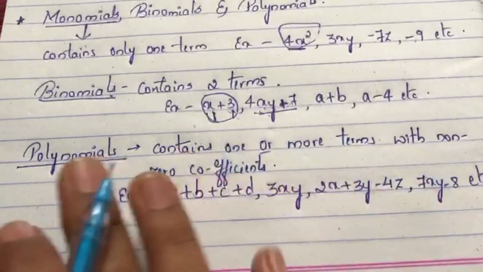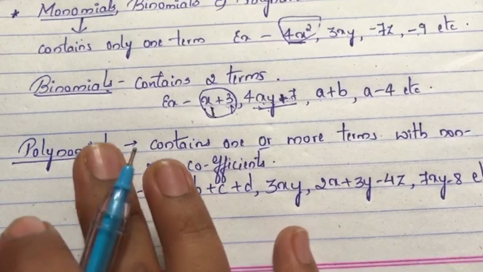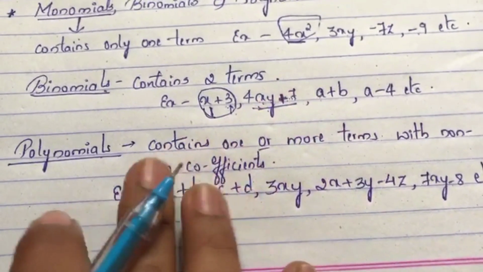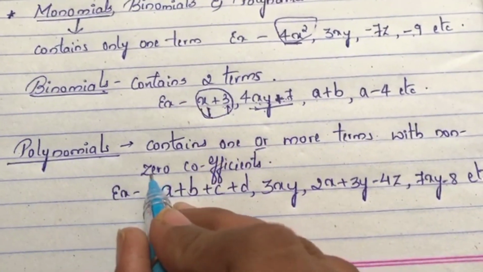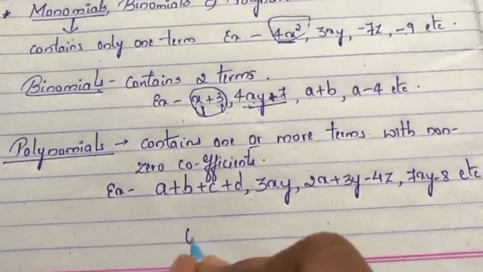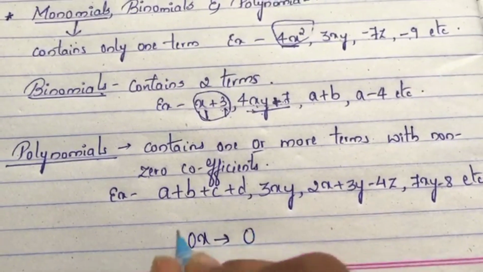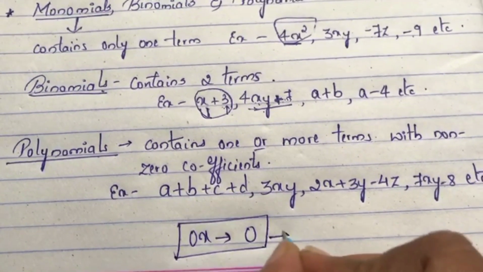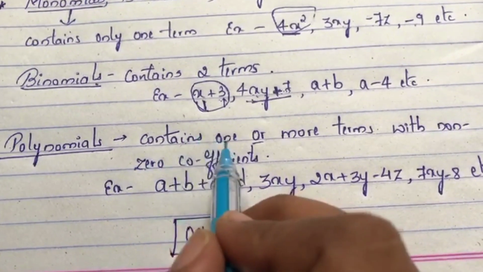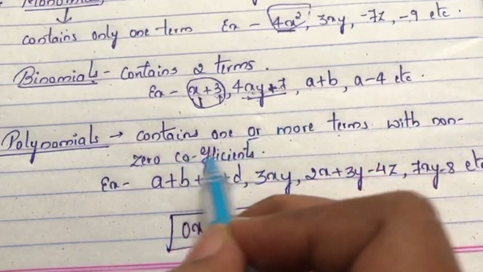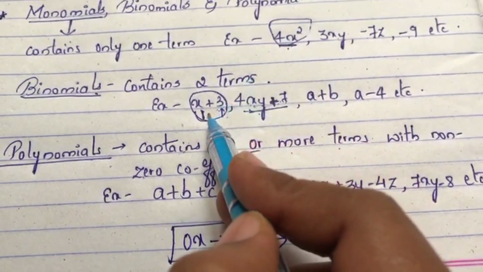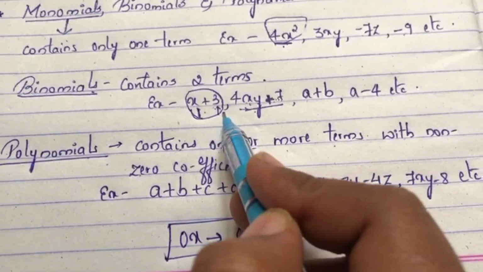And polynomial. A polynomial is an expression which contains one or more terms with non-zero coefficients. It means the expression should not have a zero coefficient. You know that 0 into anything is 0, therefore it doesn't form an expression. Therefore, a polynomial contains one or more terms with non-zero coefficients. Here, a monomial is also a polynomial. A binomial is also a polynomial.